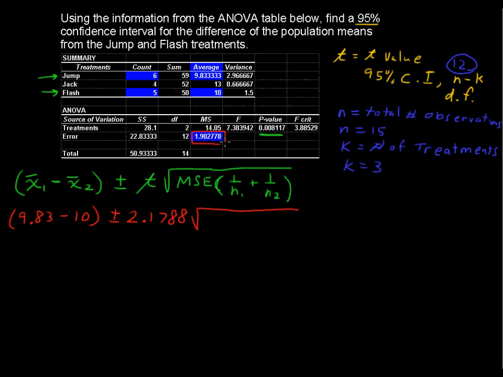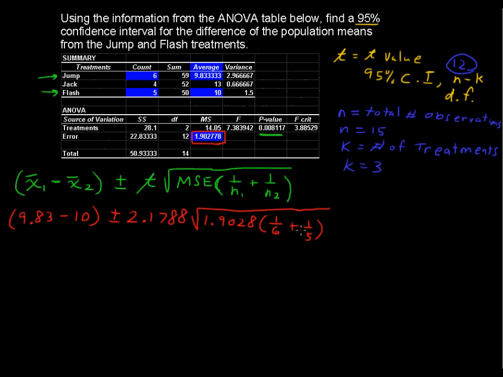Now, continuing, we have the square root of MSE, and that's this right here. I highlighted that so we could just pull that out from the table, the mean square error. So 1.9028 multiplied by 1 over n sub 1, that's 6, the sample size of the first treatment, plus 1 over 5, that's the sample size of the second treatment. That's the square root of all of that.